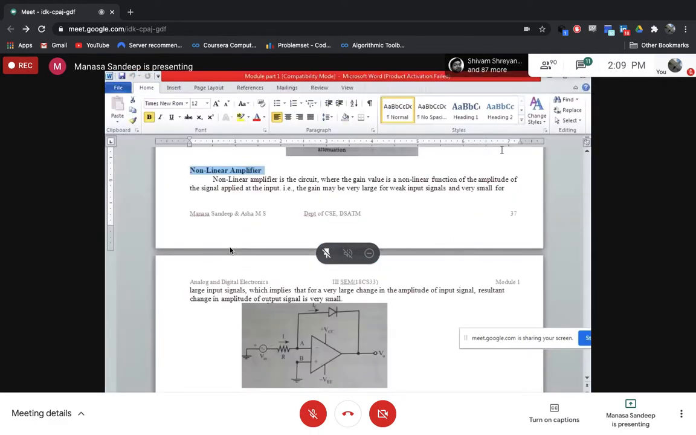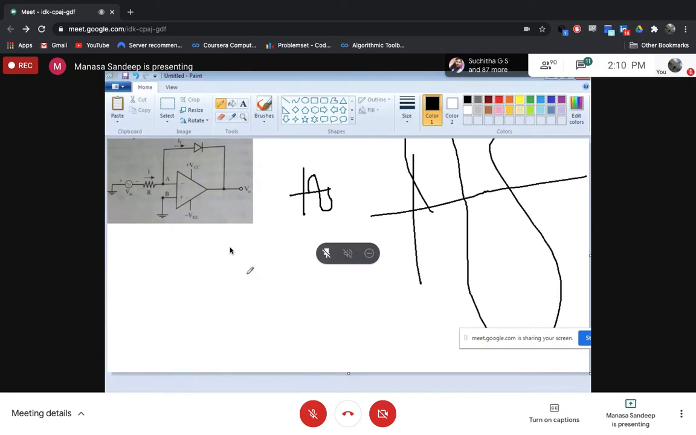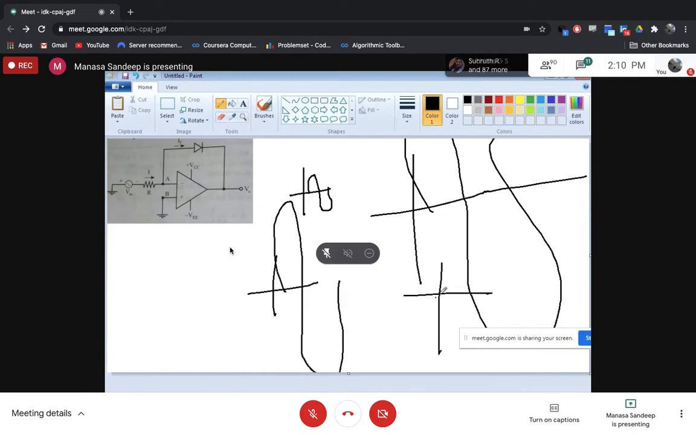So now what is it that we are seeing? This is a non-linear amplifier. What is this non-linear amplifier? So here that linearity doesn't exist. If you are applying a small input, the gain obtained could be very large. Okay, and if you are applying a very large input, the gain obtained could be very small. Whatever the gain is, it is amplification. Definitely amplification should happen. Okay, so let us take it here.